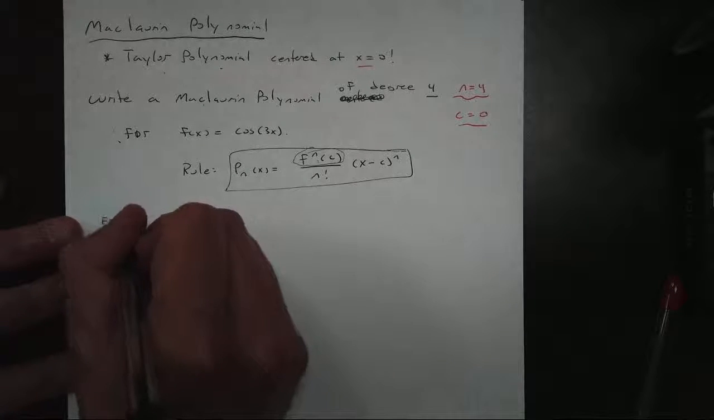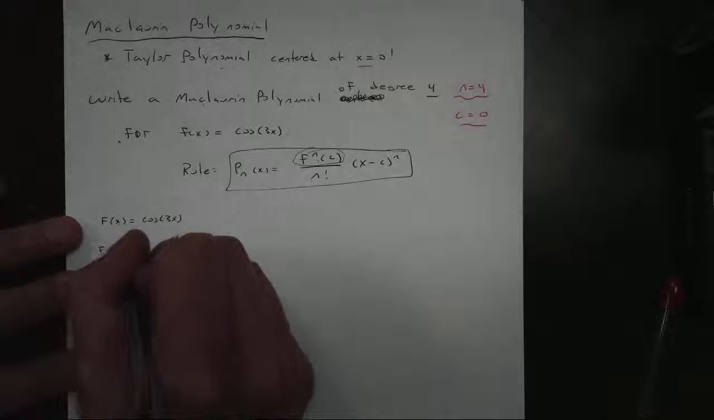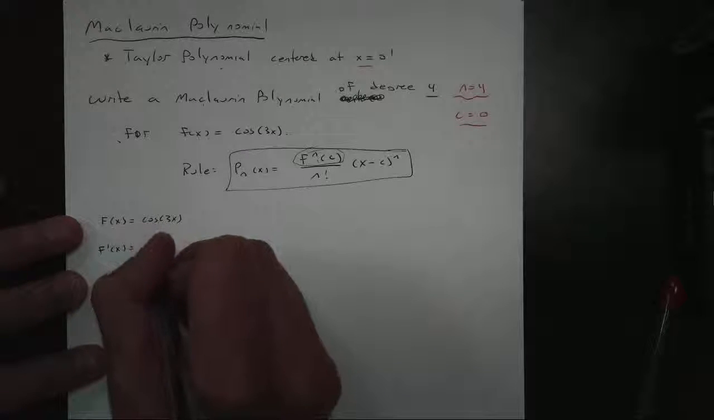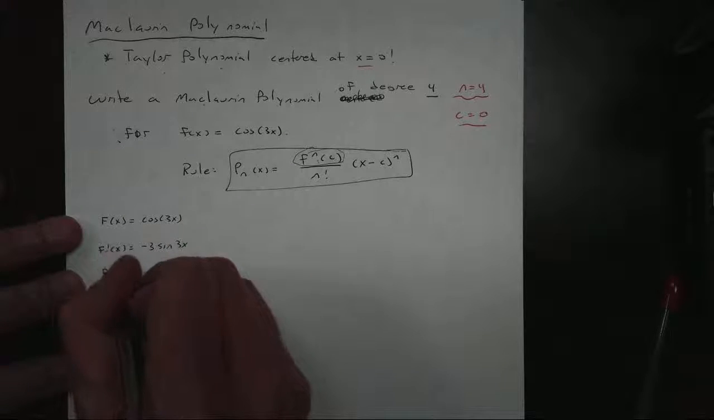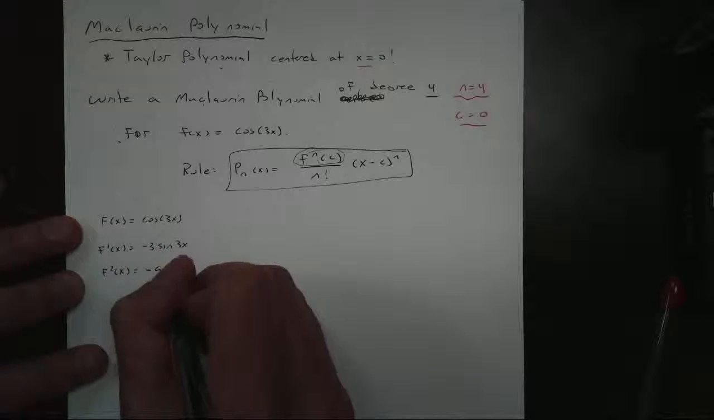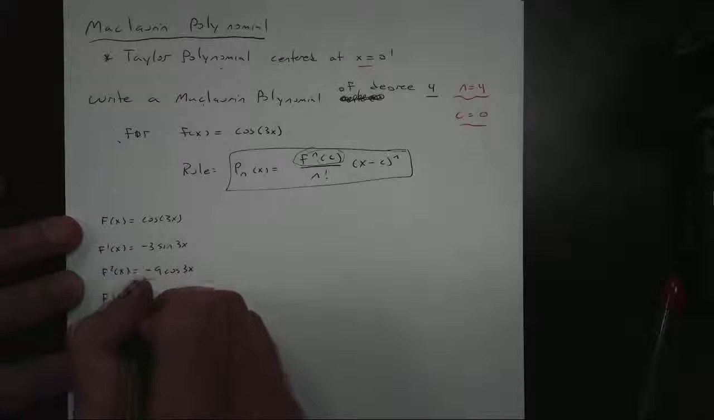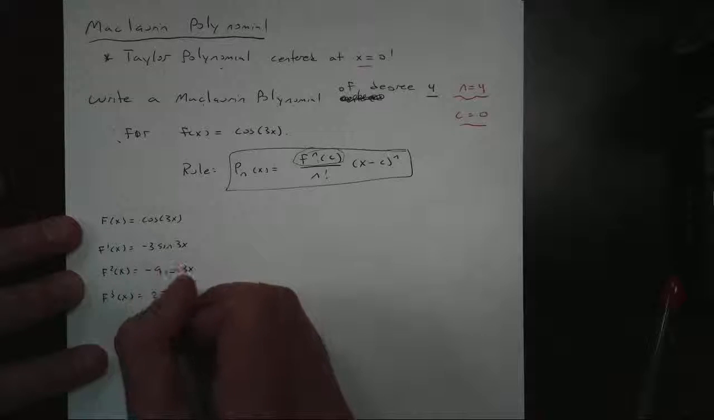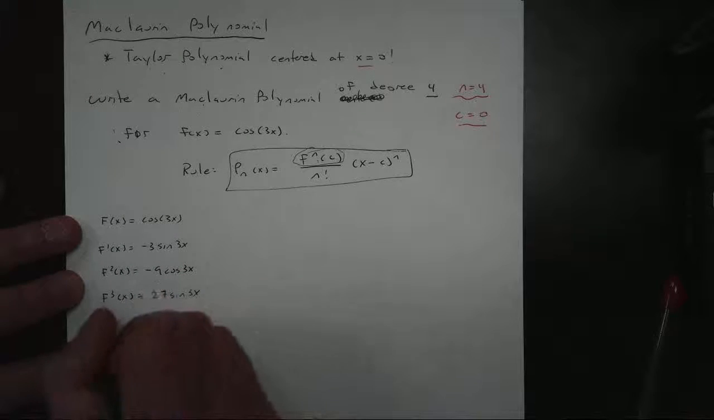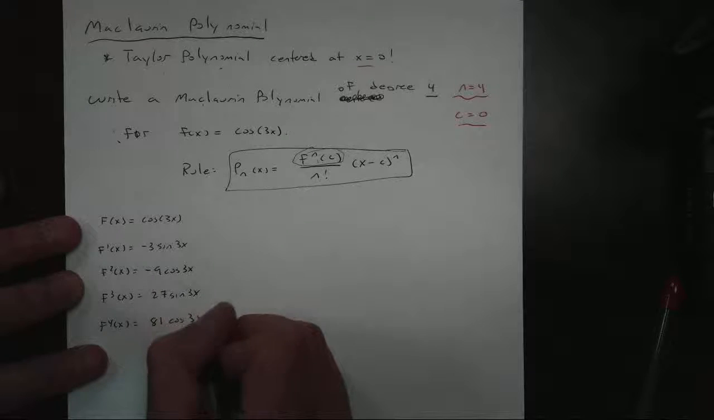First, my function, f of x equals cosine of 3x. If I take the first derivative, we're going to get negative 3 sine of 3x. Take the second derivative. Be careful, negative 9 cosine of 3x. The third derivative, be careful, positive 27 sine of 3x. And the fourth derivative, I get 81 cosine 3x.